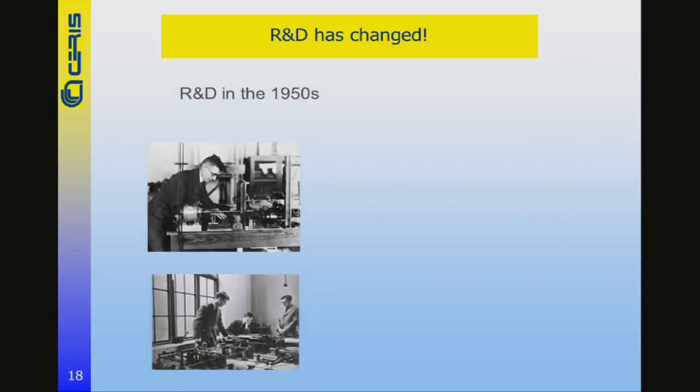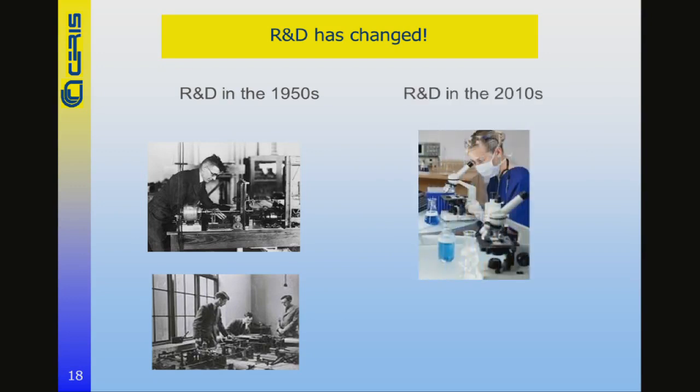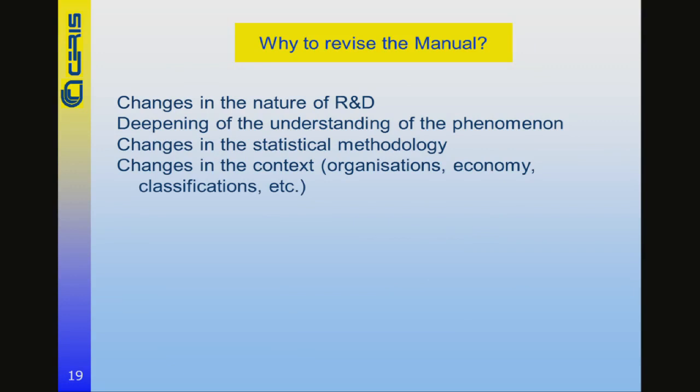Of course, over the years, R&D has changed. So you see some pictures of the R&D in the 1950s and R&D nowadays. In principle, you can say, yes, exactly, this is the same thing, but it has changed completely. So we maintain the idea that research and development is something that has changed maybe dramatically in many respects. So why then revise the manual? There have been changes in the very nature of R&D, the deepening of the understanding of the phenomenon, changes in the statistical methodology, that nowadays we have completely different ways of approaching, using questionnaires, registers, whatever, and also changing the context, organizations, the economy, classifications, everything.